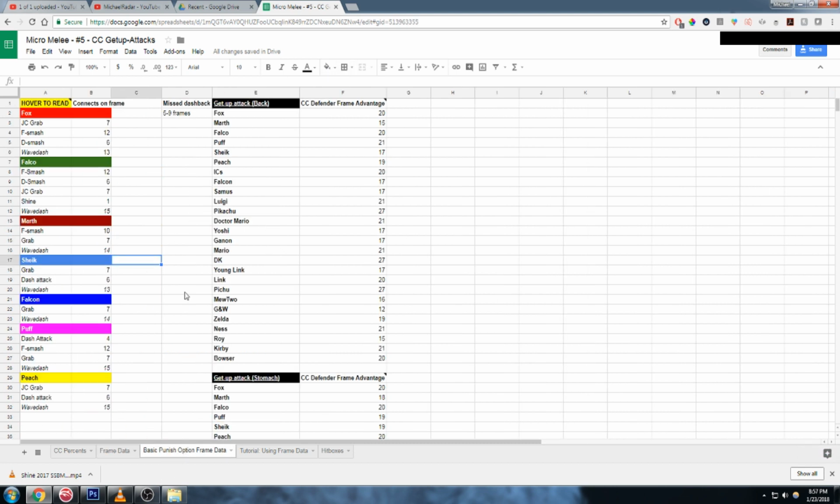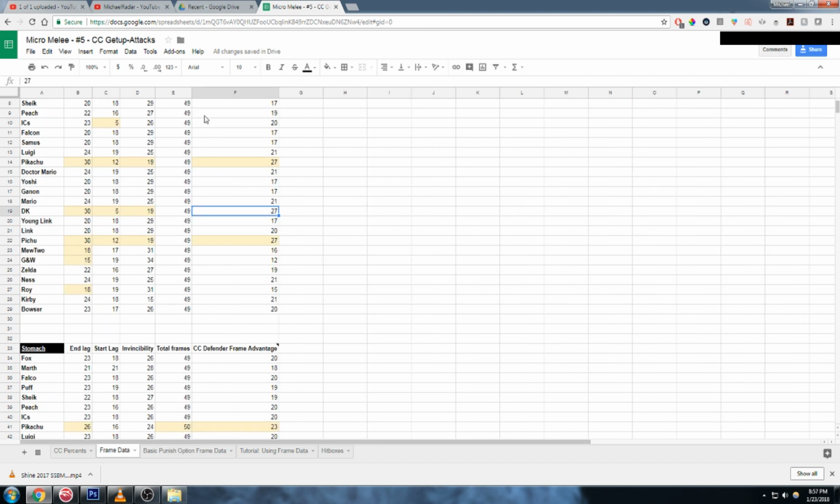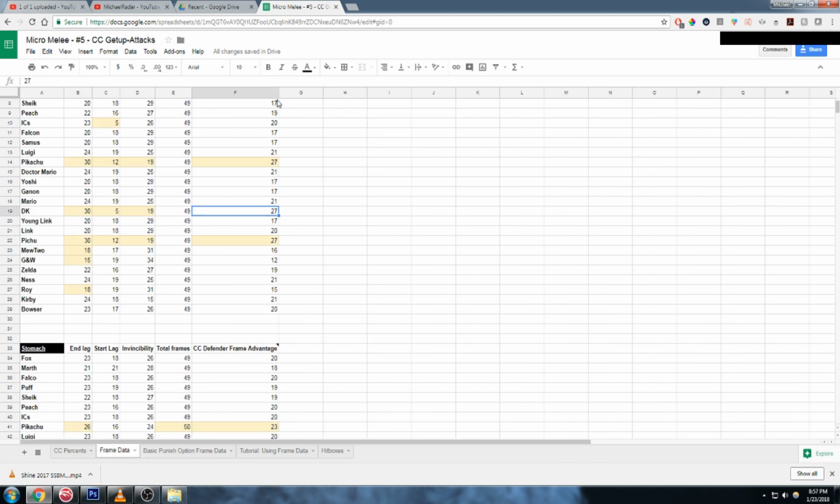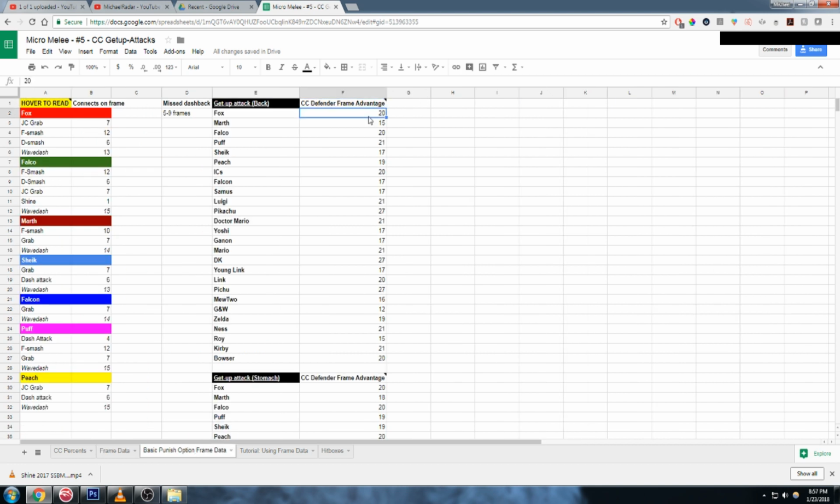But moving on, these are the basic punish options with the frame data included in it. So again, it's good to hover over this and read this. But what it speaks to really is just the frame data for common punish options. So Falco's F Smash takes 12 frames. So you can look back at this frame data thing, or I've actually included the CC Defender Advantage from the stuff before. So this is the same information that was in this tab. And for example, if I'm punishing Fox and I want to hit him with an F smash, well, I have 20 frames after crouch canceling his getup attack to punish him.